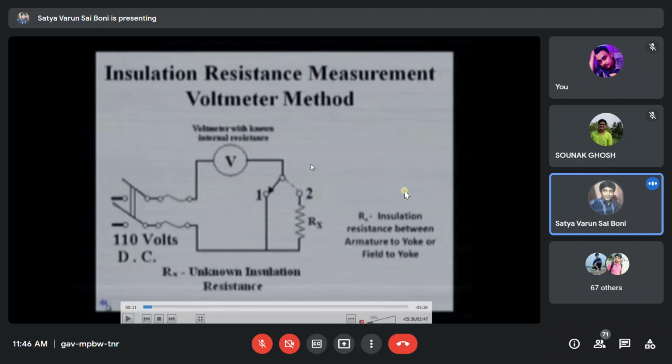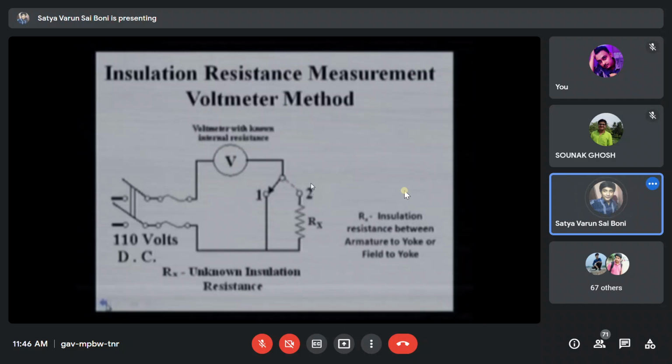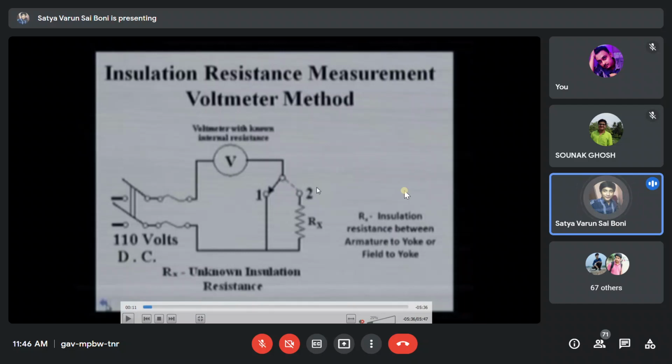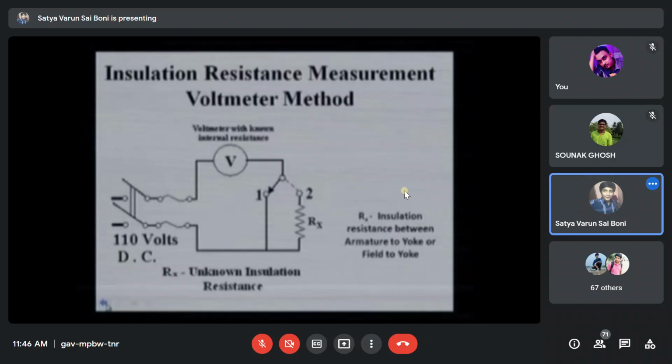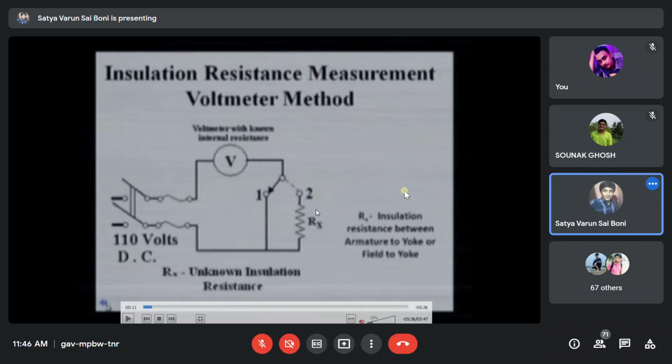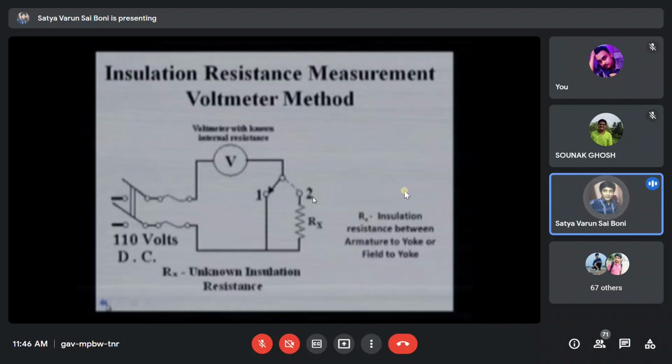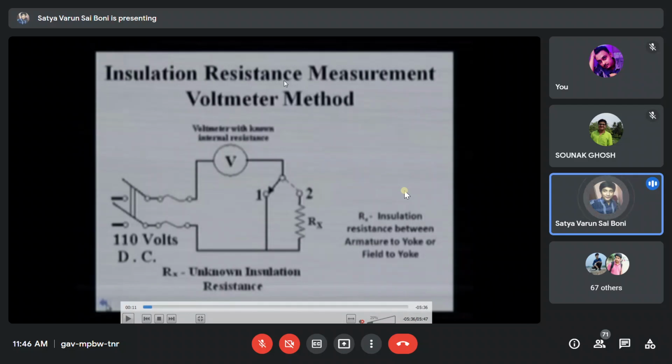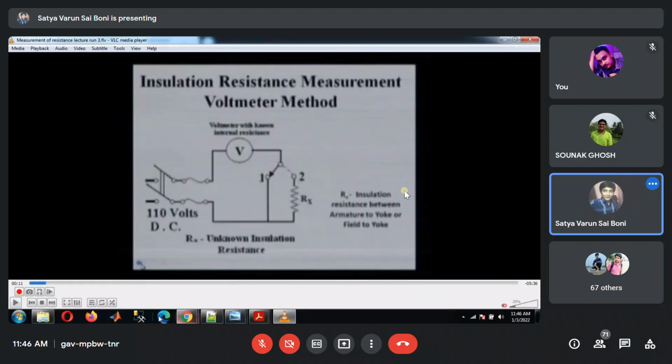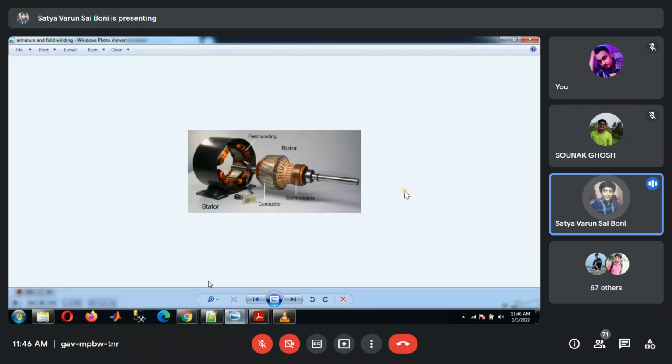You can see these videos also. The same thing is there, I am explaining it to you. See, this point 2 is there. It is nothing but A1, A2. This second point is a common point. If you want to find insulation resistance, wait, let me show the diagram once, it will be clearer.